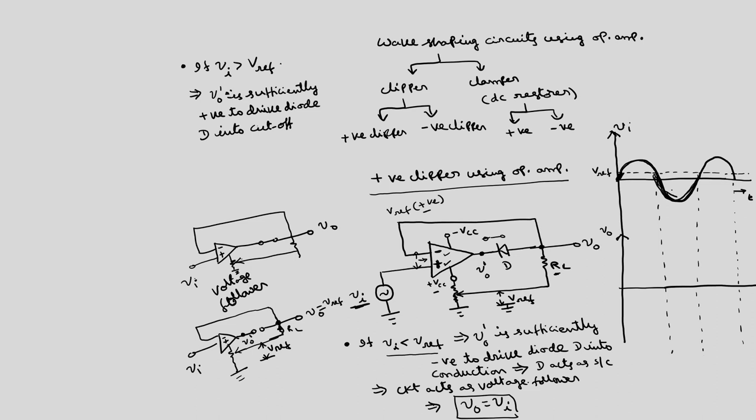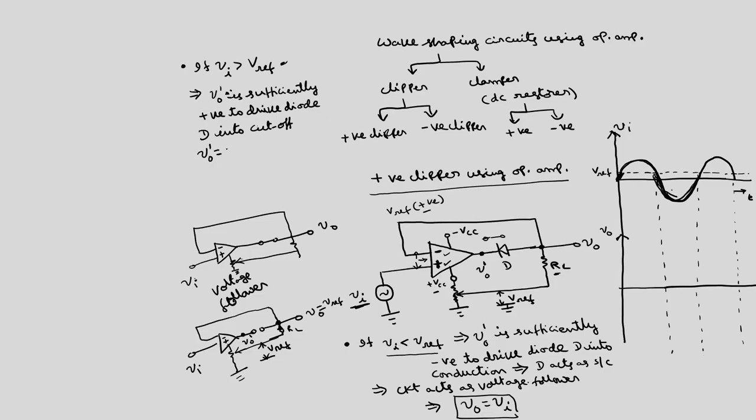Because this resultant voltage is positive, this will go into the positive saturation. Because this is an open loop configuration, the open loop gain is very high, so this will drive this V0 dash into saturation, so plus VCC. But what happens to the V0 final output? This final output is connected to this V reference, so output is V reference. So only during this portion, this V0 is V reference.